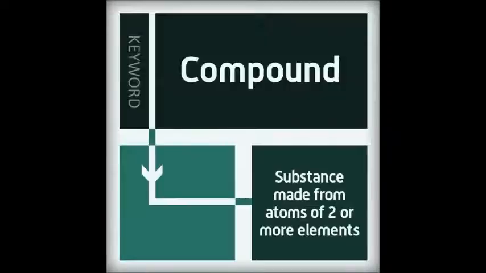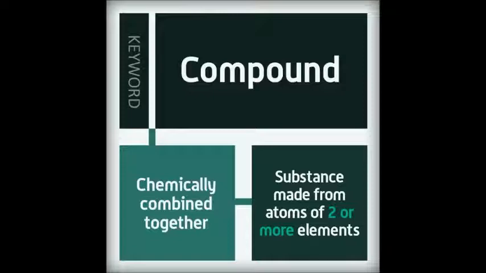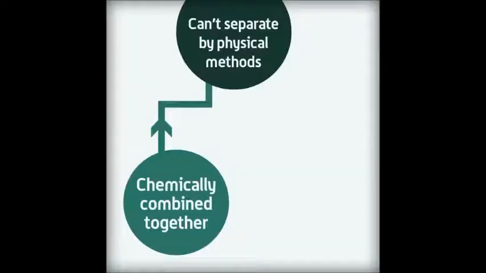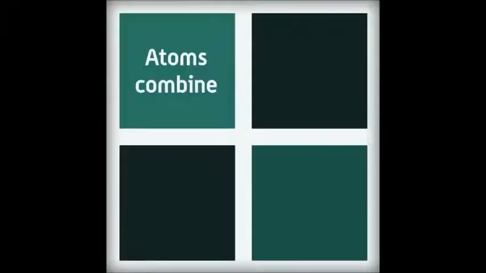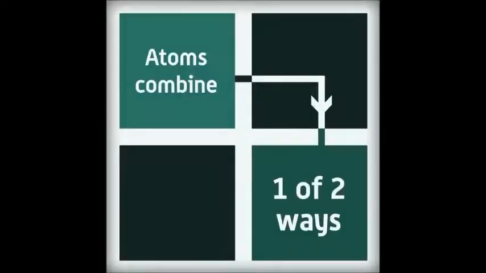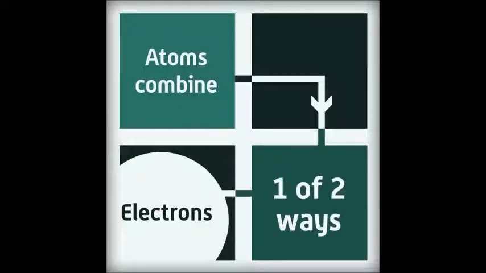A compound is defined as a substance made from atoms of two or more elements that are chemically combined together. This means it's not possible to separate them by physical methods, such as filtering or distilling. When the atoms of elements combine, they can do this in one of two ways. Both of these ways involve the electrons of the atoms.